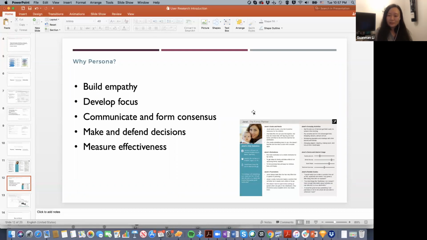So by using your persona to evaluate again, when I finished my designing, when Janet comes to my site, where will she go first? What will she say? Where will she click? And is she having a smooth path to finish her task? So that's already solving a lot of problems that designers make.